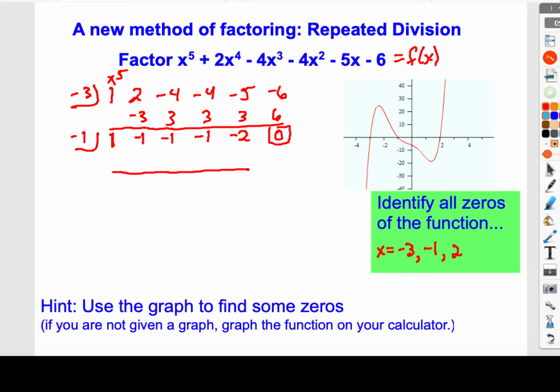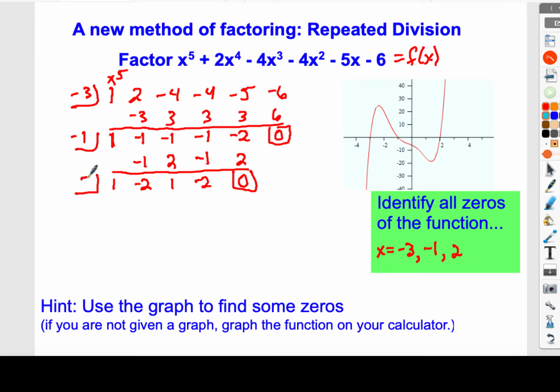If we use our -1, another one of our zeros, I'm going to drop down that leading 1. Again, multiply and add, multiply and add, multiplying by -1, adding it up, multiplying by -1. Again, 0 remainder, because we knew that it was a zero of my function. Also a great way to verify if something's a zero or not. Maybe we thought it was -1, but maybe it wasn't exactly -1. Well, we just verified 0 remainder. It's definitely a zero of my function.